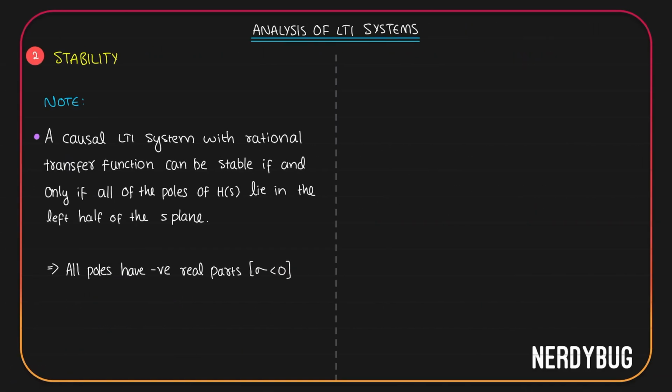Another thing we can note here is this. A causal LTI system with rational transfer function can be stable if and only if all of the poles of H of s lie in the left half of the s plane. If the poles lie in the left half, then all poles will have negative real parts. That is, sigma is going to be less than 0.